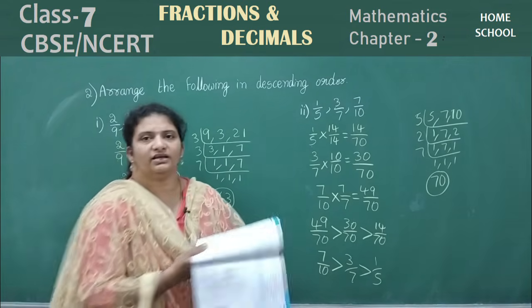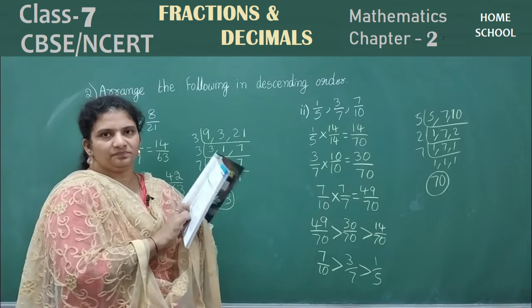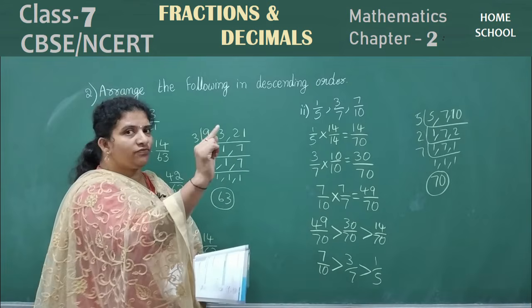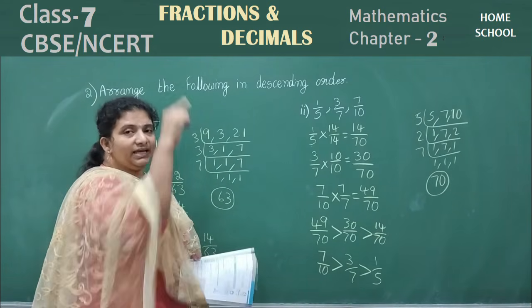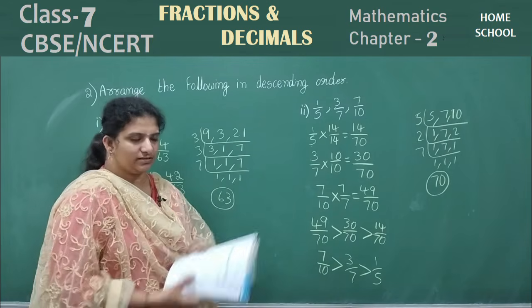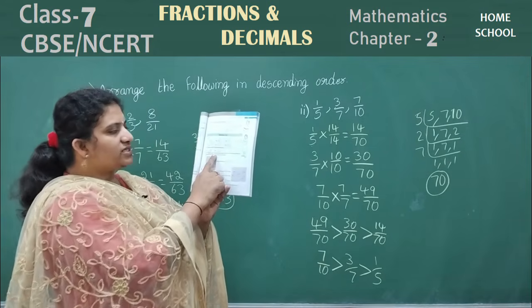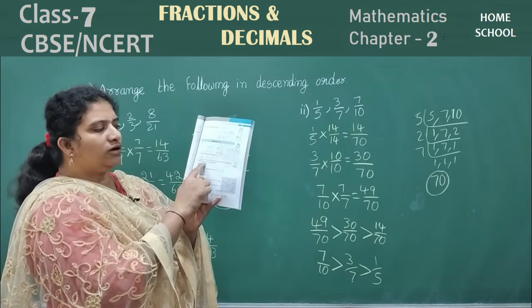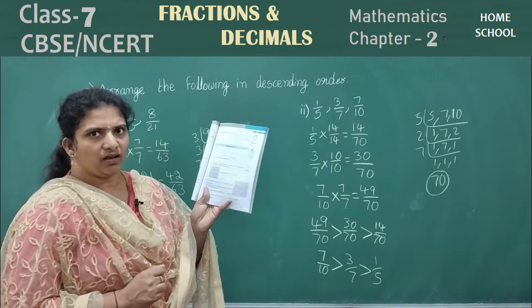So let's see the third problem here. In a magic square. Magic square, you know, right? What is that? All the rows, if you add, you get the same answer. All the columns, if you add, the same answer. Diagonals, if you add, you'll get the same answer. So you can see here, children, third problem: in a magic square, the sum of the numbers in each row, each column and along the diagonals is the same. Is this a magic square?